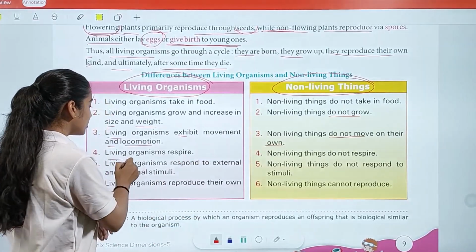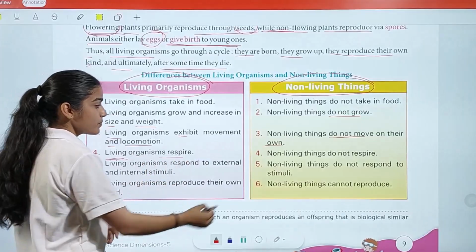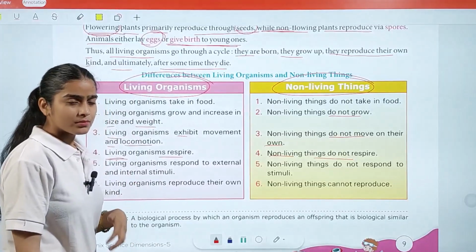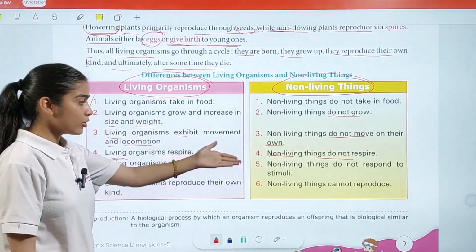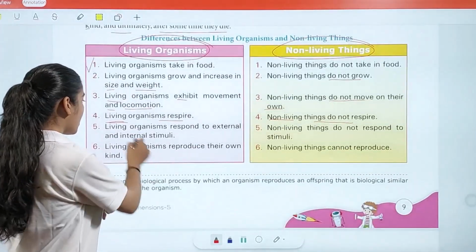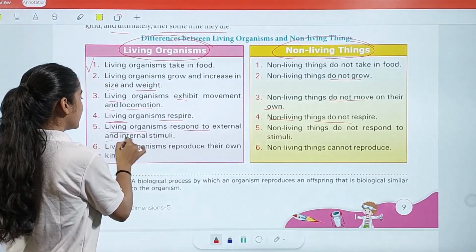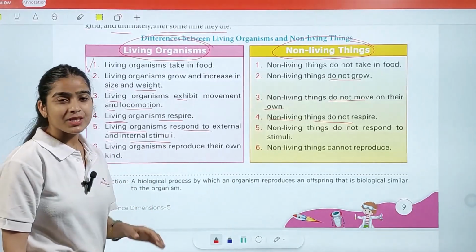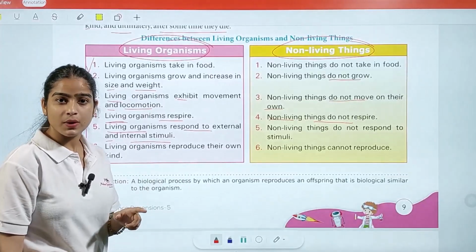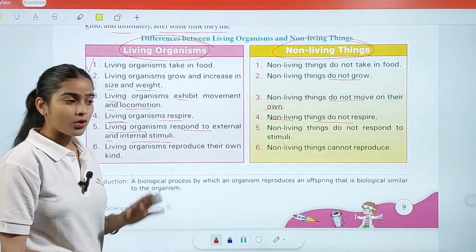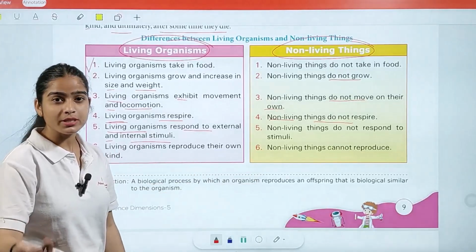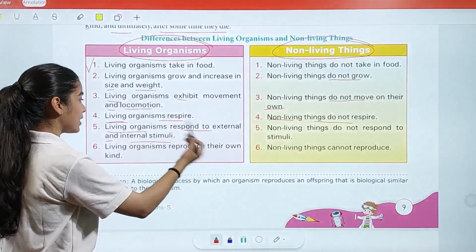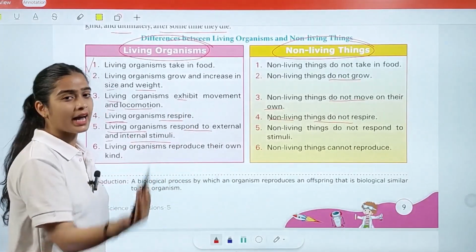Next, living organisms respire. Non-living things do not respire. It means we breathe in and breathe out, but non-living things do not respire. Now, living organisms respond to external and internal stimuli. Non-living things do not respond to stimuli. Your bag never says I am hungry, but you say you are hungry, right? Your bag never says, oh my God, it is too hot, but you say it when you touch a hot stove. So this is the difference between you and your bag. It means this is the difference between a living thing and a non-living thing.